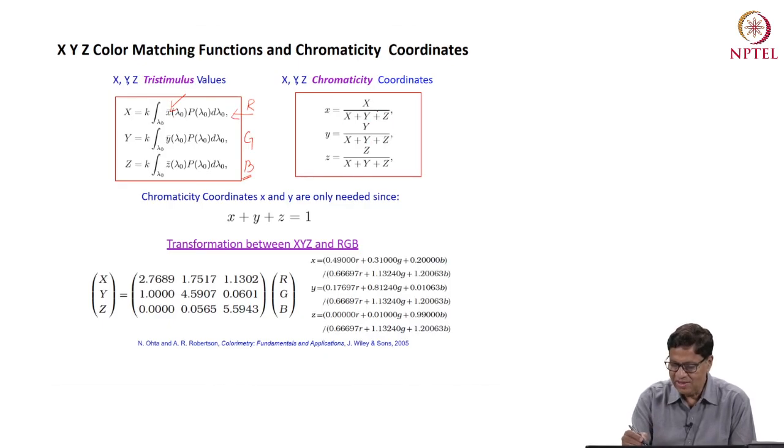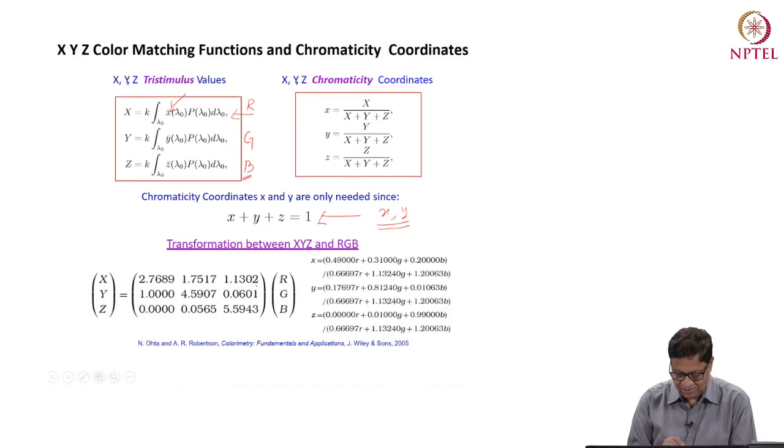And if you add these things, they become 1. So basically I need only 2 quantities. Once I know x and y, the z can be found out. So basically I want to translate any type of color into xy coordinates. That is what the color matching function and chromaticity coordinates do. So this is a transformation between the tri-stimulus values X, Y, Z and red, green and blue.